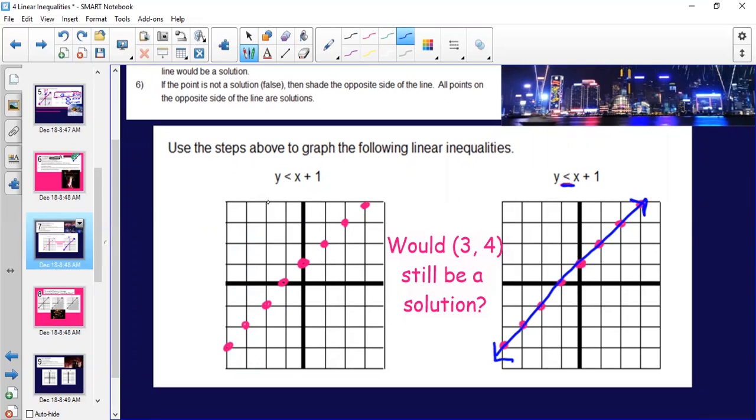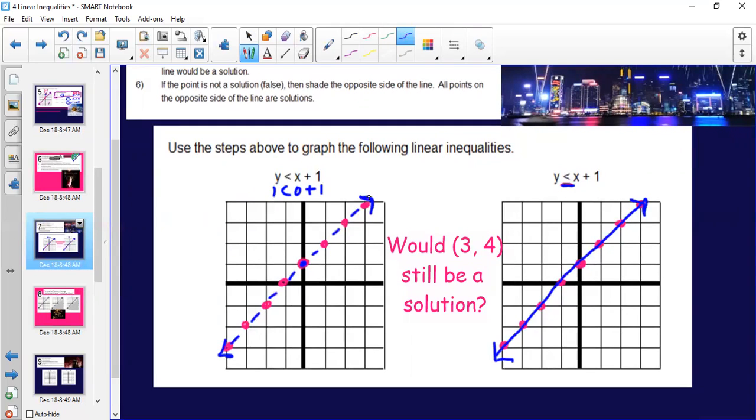If it's less than, that line is not part of our answers. In other words, if I plug in this point right here, 0, 1, is that true? Is 1 less than 0 plus 1, or 1? No, it's equal to. So it's not part of our answer, and to show that it's not part of our answer, we do a dotted line. Again, still put the arrows showing that it goes on forever.